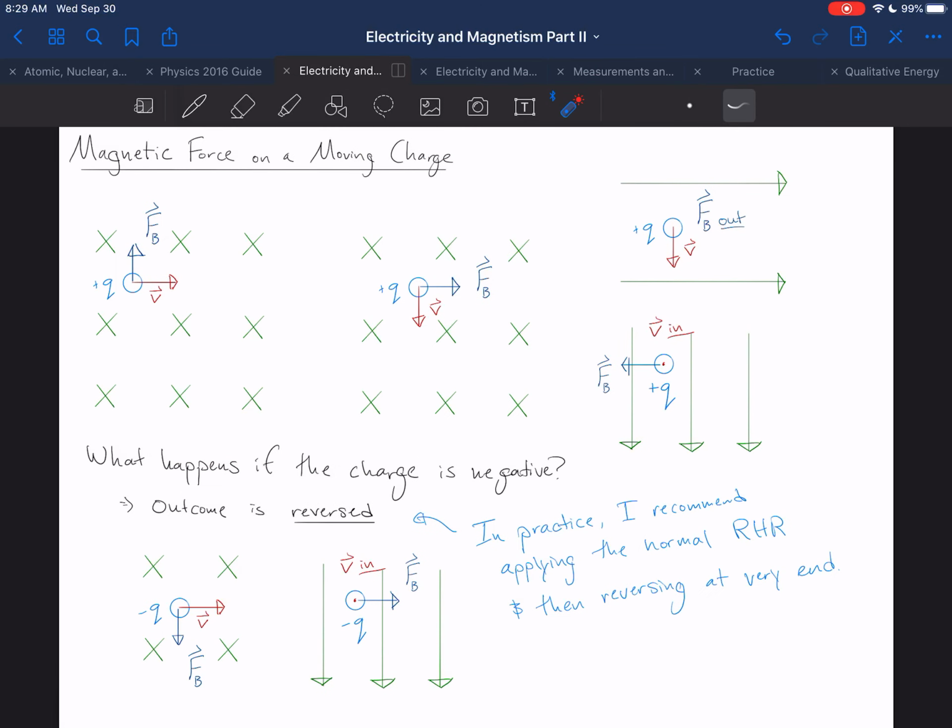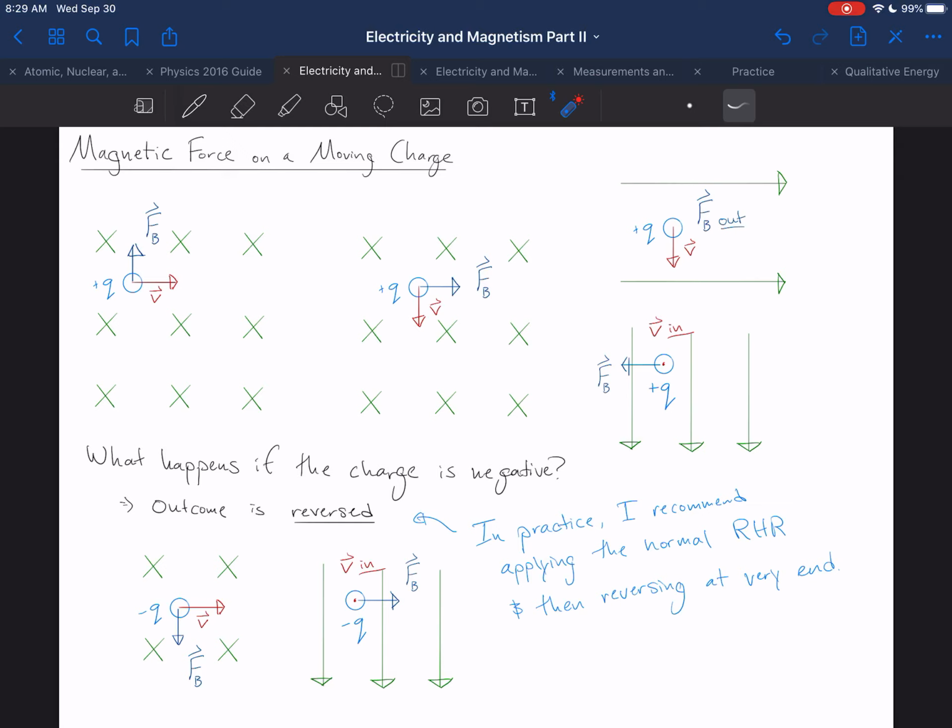So just like with the current carrying wire, you want to be able to handle being asked questions about different orientations of the motion of the charge. To apply the right-hand rule here, you put your thumb in the direction of the velocity, your pointer or index finger points in the direction of the magnetic field, and that will give you the magnetic force upwards.